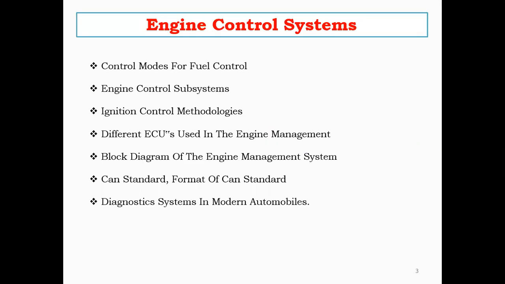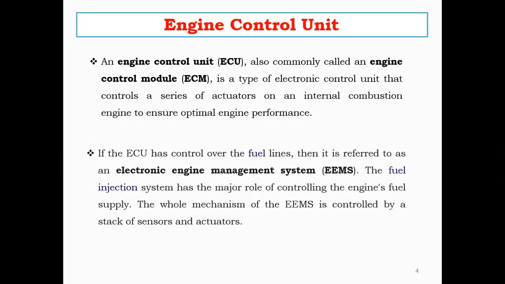Unit number 4 is Engine Control System. In this unit, we are going to discuss control modes for fuel control, the engine control subsystem, ignition control methodologies, and different ECUs used in engine management. We will also cover the block diagram of the engine management system, the CAN standard and its format, and the diagnostic system in the modern automobile.